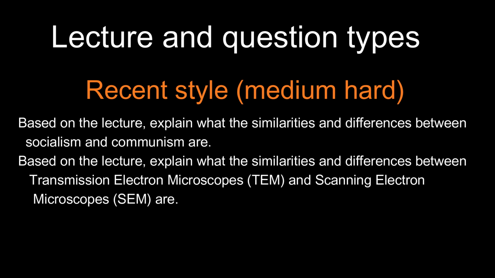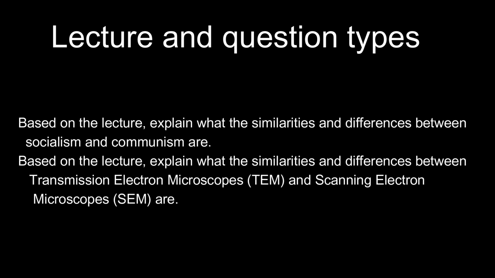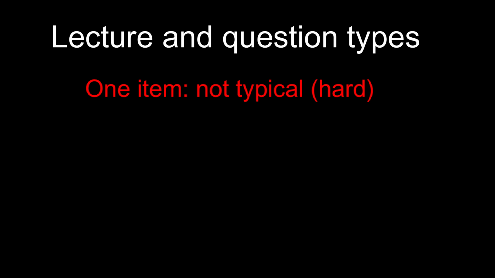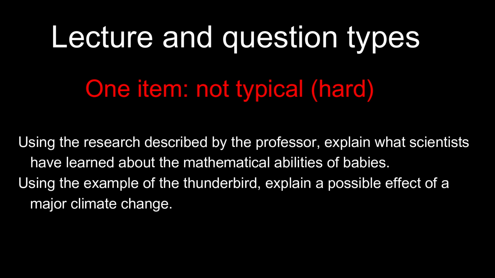are. While far less common, the lecture can also talk about just one example that describes a fact or experiment. These are sample questions of that type. Using the research described by the professor, explain what scientists have learned about the mathematical abilities of babies. Using the example of the Thunderbird, explain a possible effect of a major climate change. In these 2 questions, we can tell the lecture must be about one example.